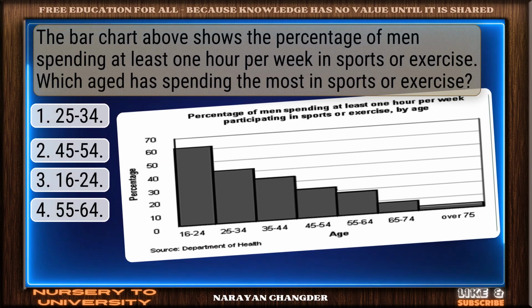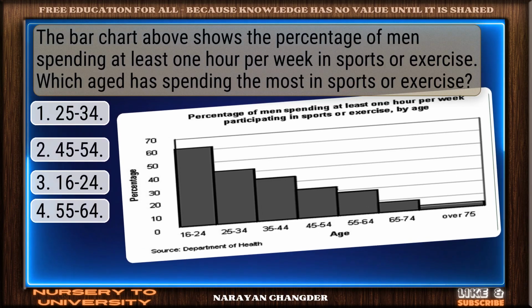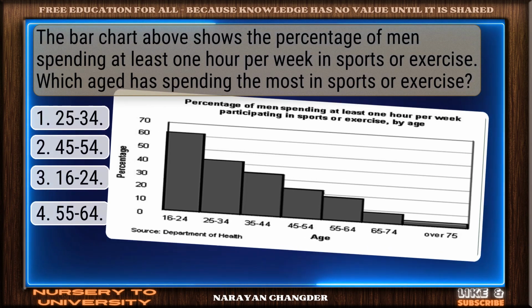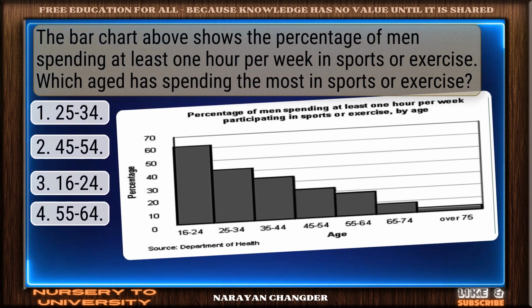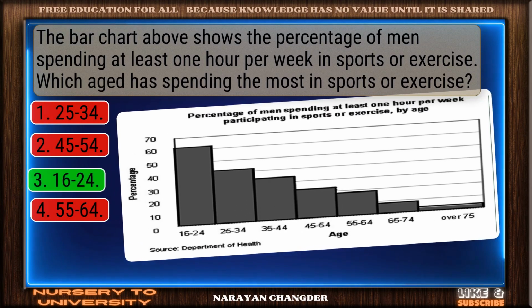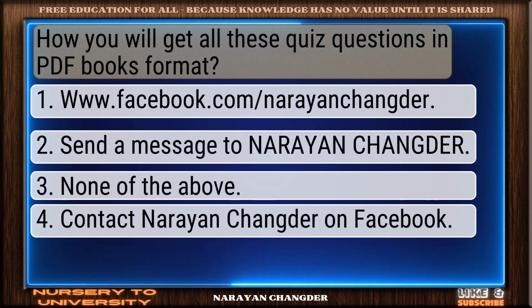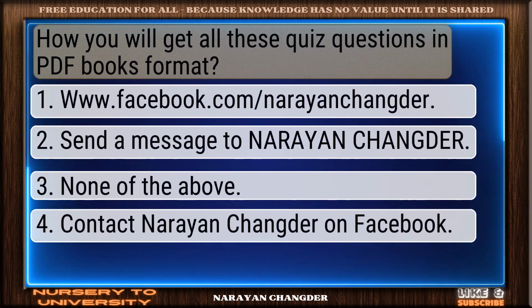The bar chart above shows the percentage of men spending at least 1 hour per week in sports or exercise. Which age group is spending the most in sports or exercise? You got it, 16 to 24.